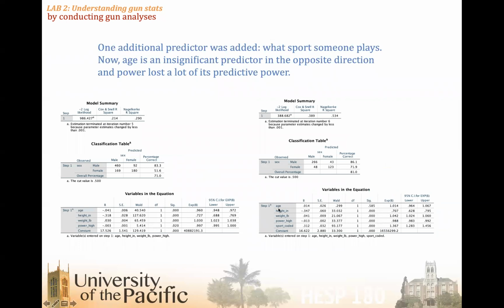So remember, age was a significant predictor in the last model, which is this one. So the odds of being a female go down as you get older. But if you just control for a sport somebody plays, it's no longer significant. P equals 0.585. And so the odds here get totally changed when you control for sort of an arbitrary thing.